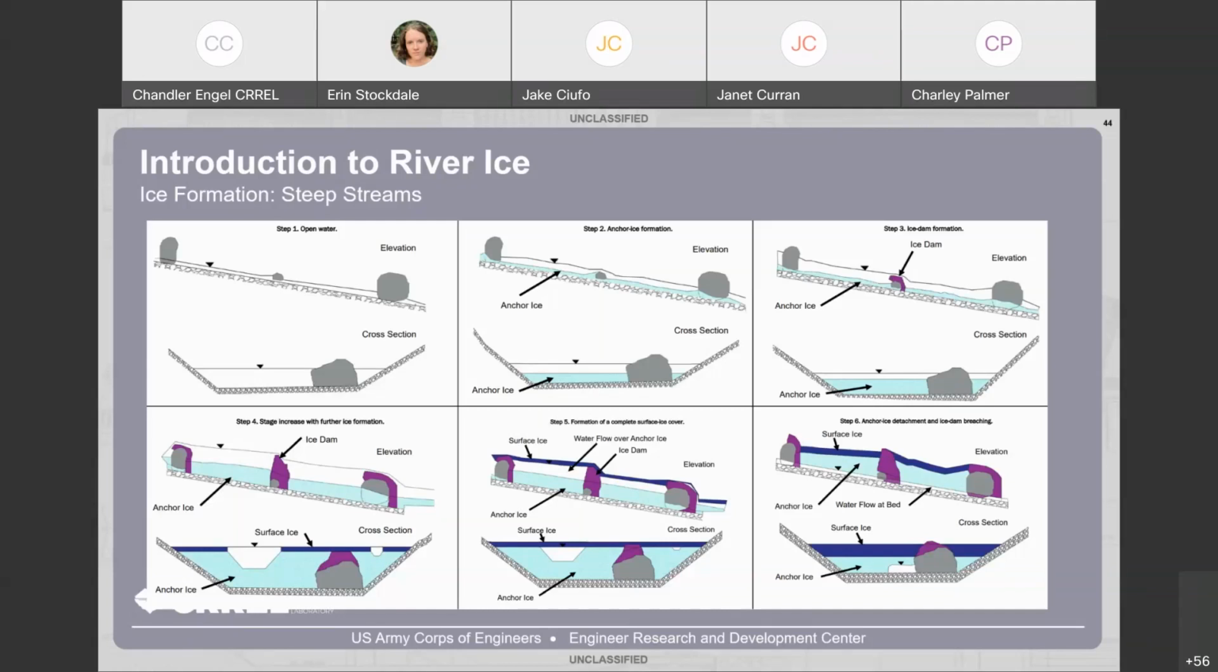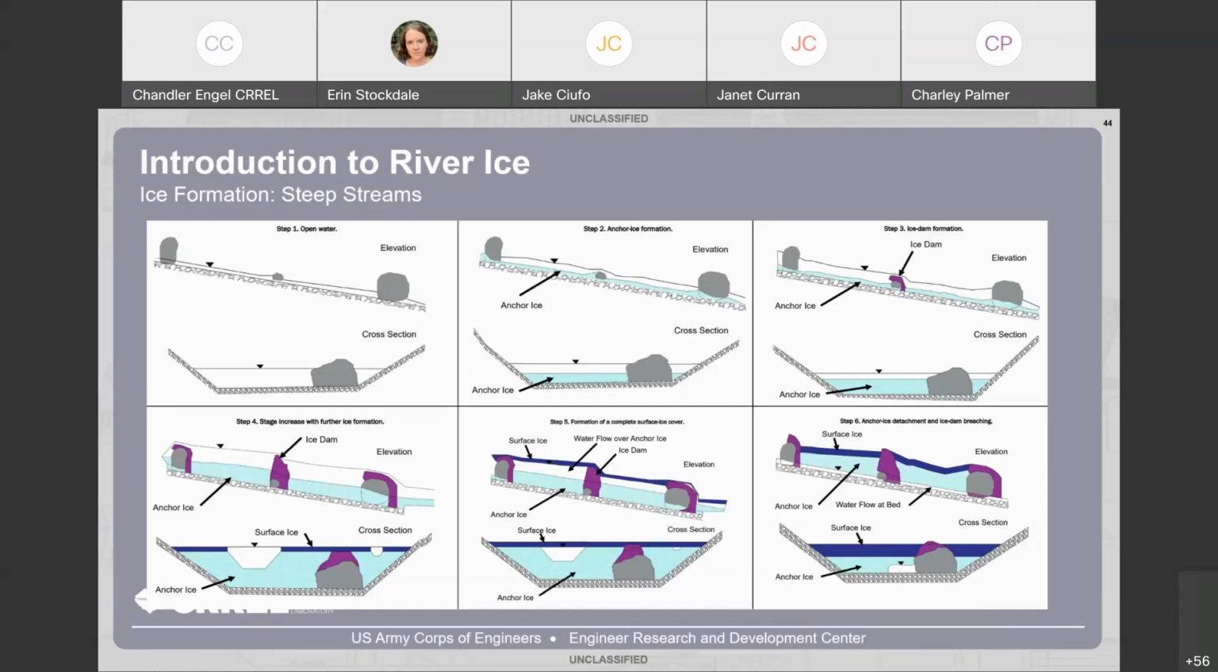These dams can create pools of slower moving water and will allow frazil slush to accumulate, and then thermal ice processes can take over. Now we've got this slower moving water behind these ice dams, and that's what's depicted in the solid blue there. That's a solid surface ice that's starting to form in certain locations.